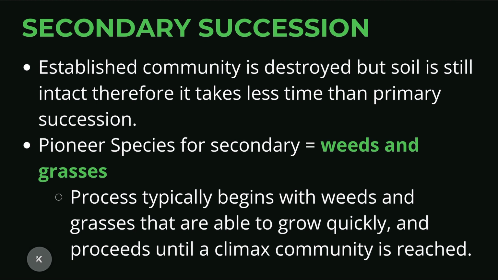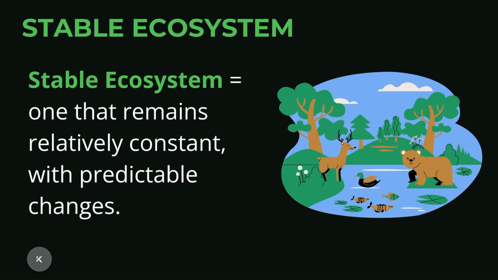Weeds and grasses can grow really quickly. They have a very short lifespan. They reproduce like crazy, and they can grow in a lot of different environments. They're very, very hardy plants. So they are going to be the pioneer species for secondary succession.